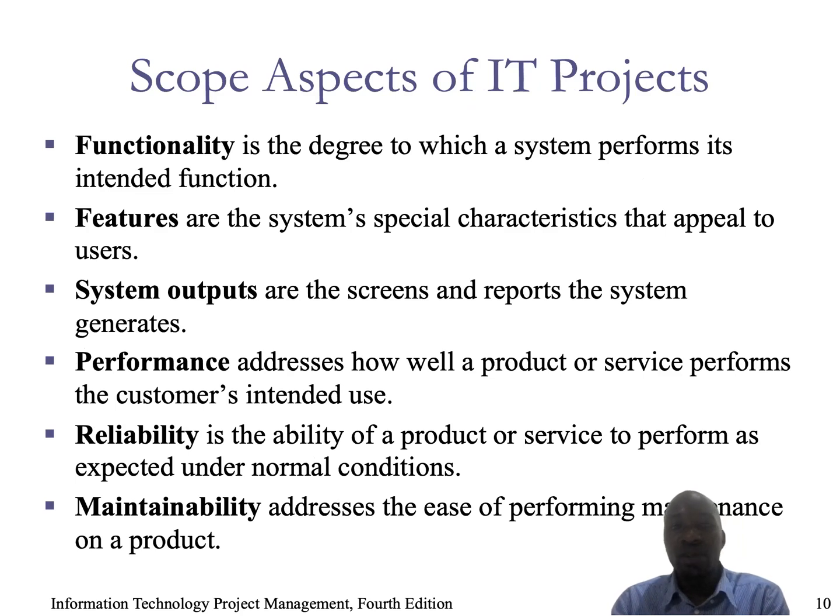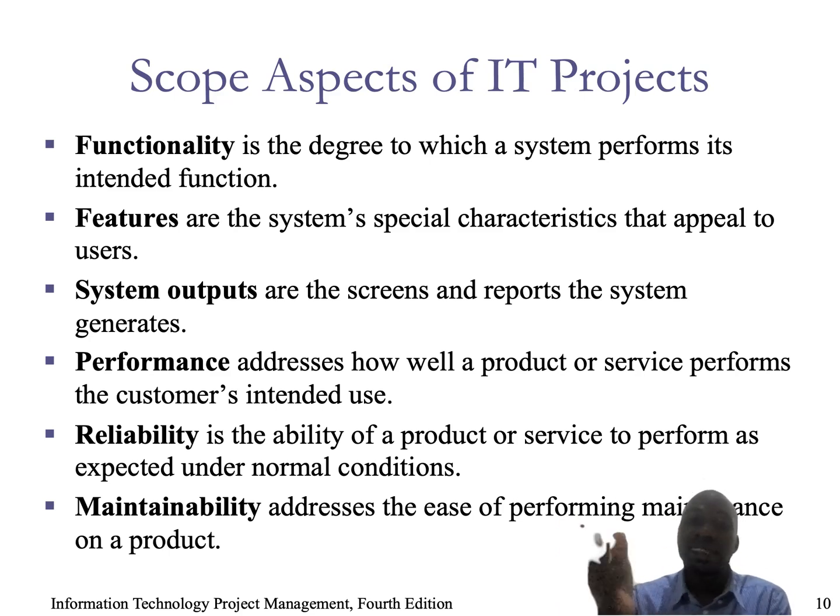Then we have what we call the scope aspects of IT projects, which we normally look at while we are planning for quality: the functionality. We need to look at functionality, the features, the system outputs, the performance of the system, how reliable the system is, whether it is able to be maintained, and so on. Functionality is the degree to which a system performs its intended function. For example, if the system is intended to log in, can it log in? Once I enter my username and maybe my password, I can access the services.